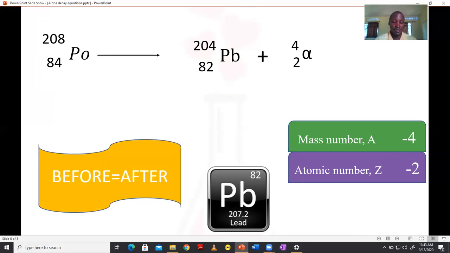So always in these equations, make sure that the number of protons and the mass number are always equal before and after. 208 for polonium, 204 plus 4 is 208. 84 for polonium, 82 for lead plus 2 in the alpha particle, which is 84. So before and after should always be equal.